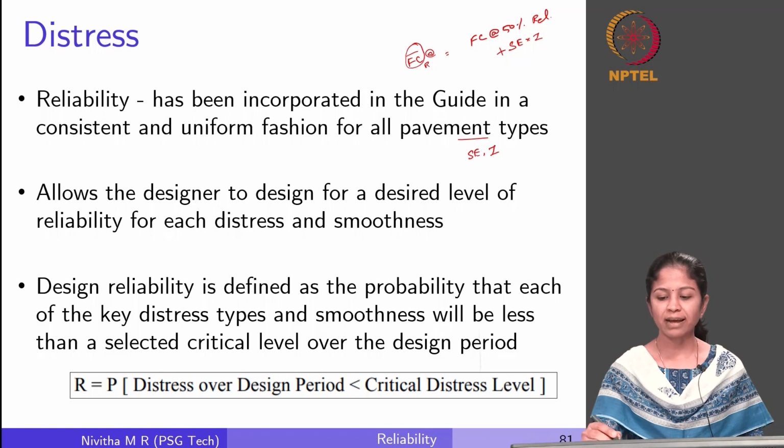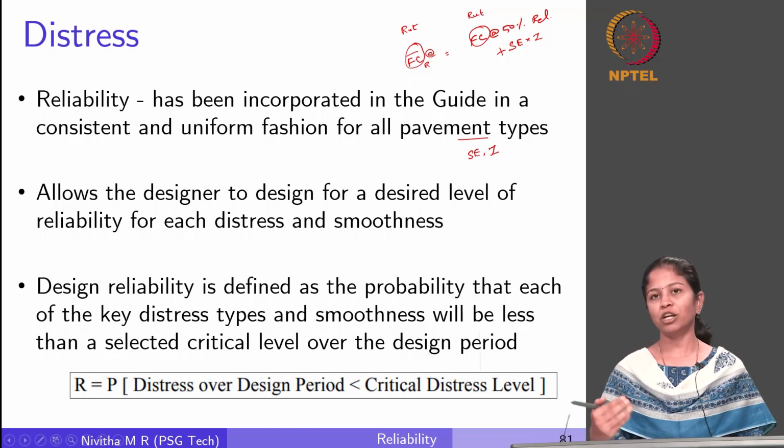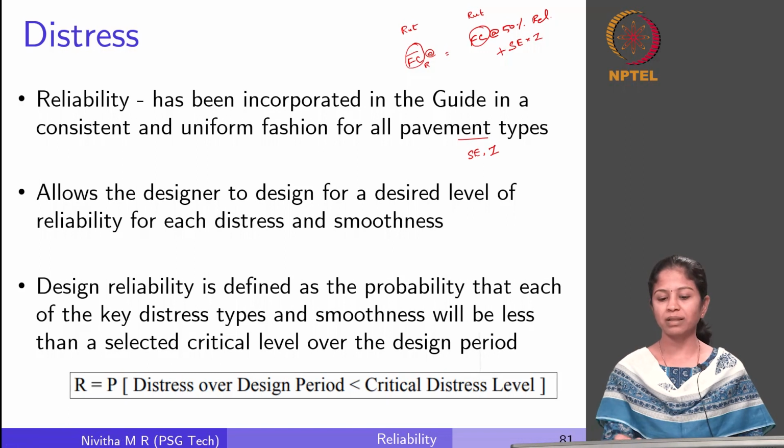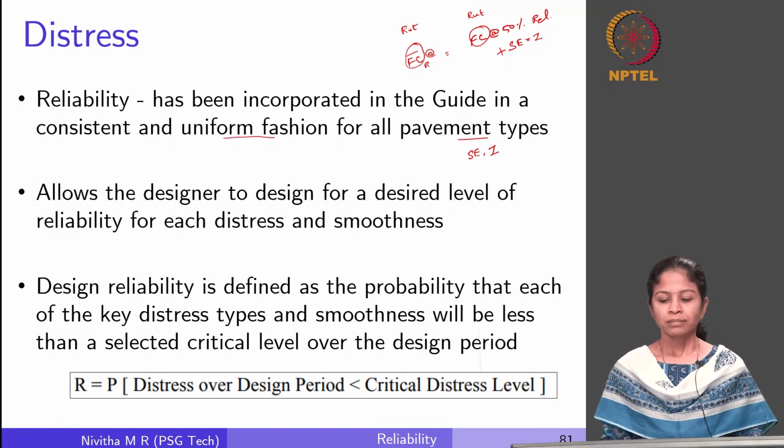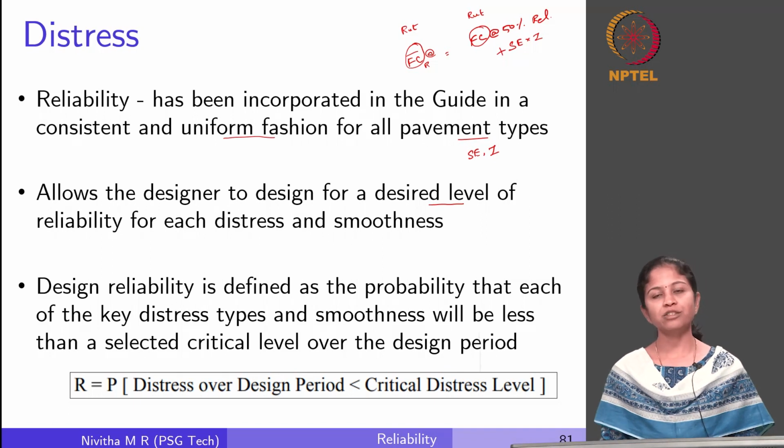Instead of this fatigue cracking, I can replace it with rutting. So, this is going to become rutting at 50% reliability. So, this format is the same except that the particular distress is going to vary. So, that is what they had said as a uniform fashion for all pavement types. So, it allows the designer to design for a desired level of reliability for each distress or smoothness. Since we have IRI also, the smoothness term is also included here.